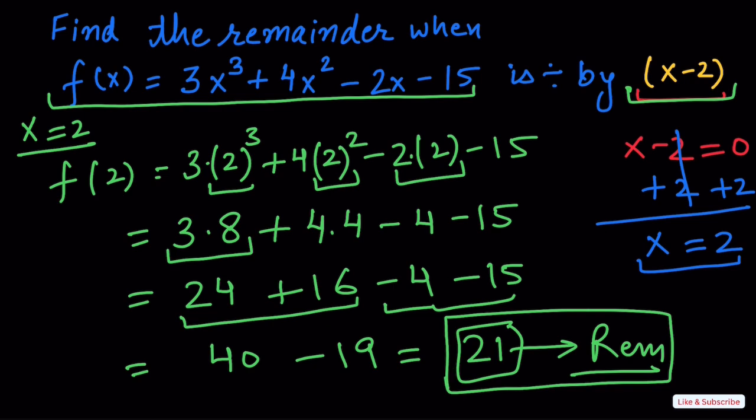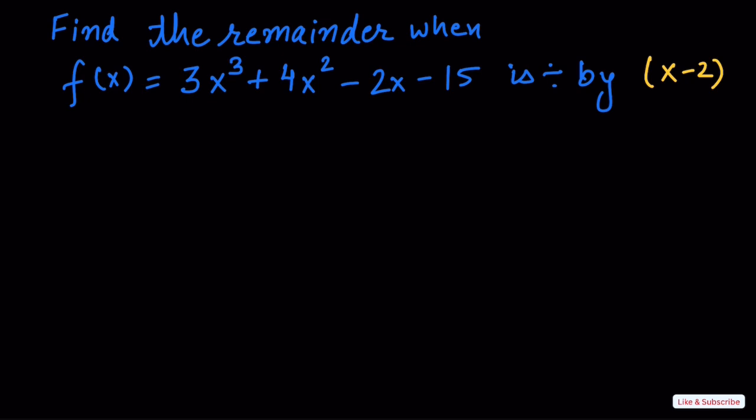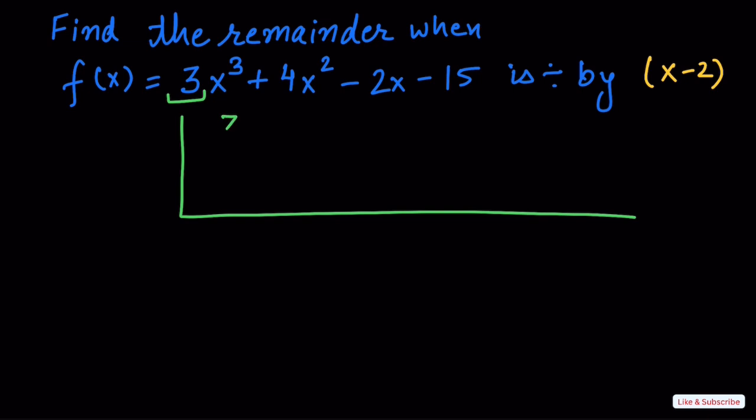Now let's confirm this remainder by using synthetic division. Find the remainder when the same function is divided by x minus 2. Whenever we are using synthetic division, we draw something like this. Inside we'll write the coefficients of the dividend. The coefficient of x cubed is 3, so the first number is 3. The coefficient of x squared is 4. The coefficient of x is negative 2. And the constant term is negative 15.